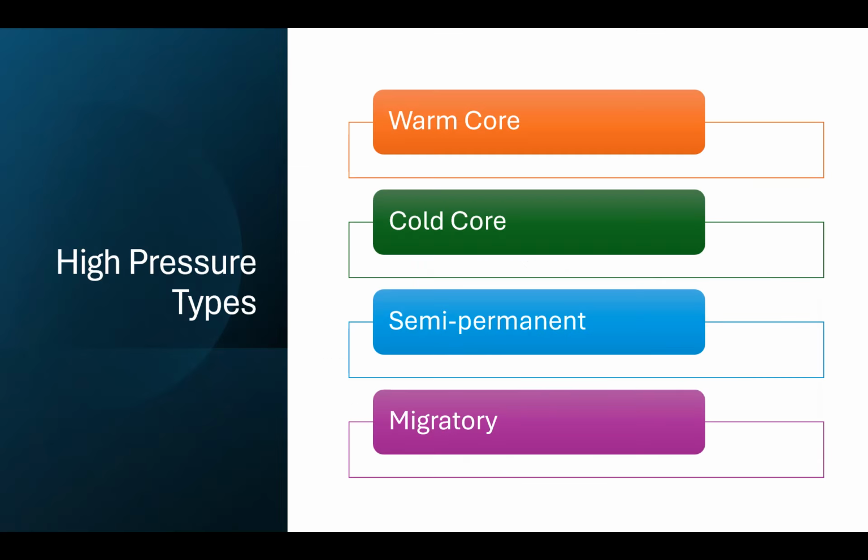Now that you have an idea what high pressure is, let's take a look and examine the various high pressure types. We'll start first with warm core high pressure, then we'll look at cold core high pressure, the semi-permanent high pressure, and then finally the migratory type of high pressure.